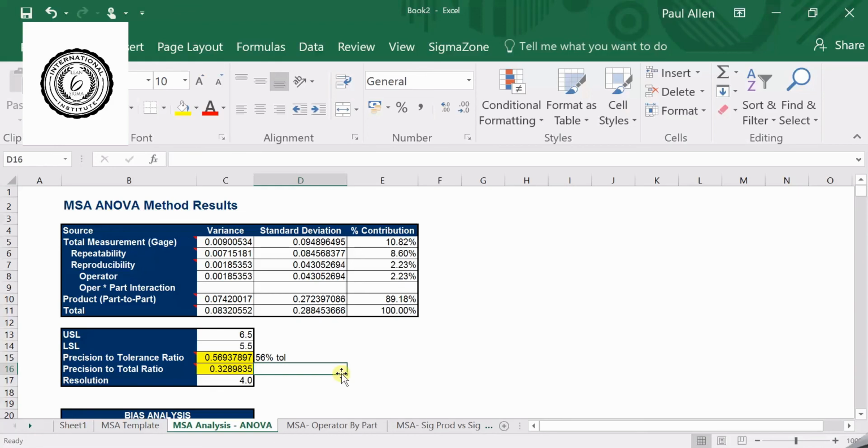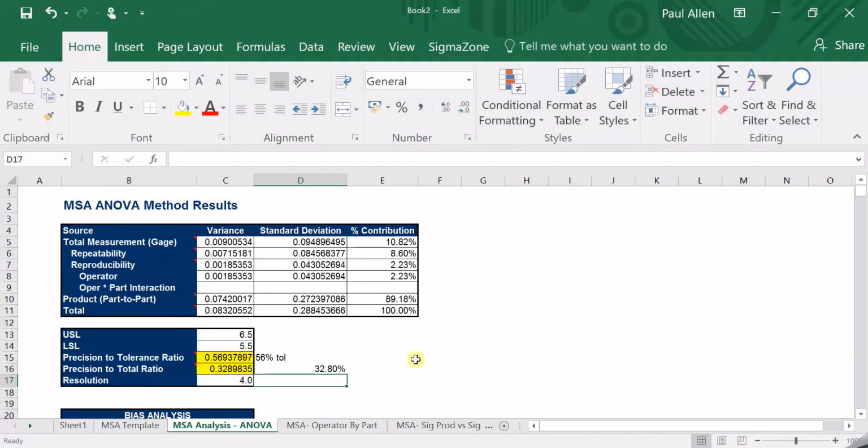So the next one is precision to total. What that's saying is, of all the variability I'm seeing, how much of it is measurement error? In this case, 32.8% of all the variability that I can see is measurement error. So in other words, the distribution is being made 30% bigger by measurement error. Of course, if this comes into contact with tolerances, it's going to make my reject rate look much bigger than it really is. That's one of the problems with measurement system error: it inflates your defect rate.